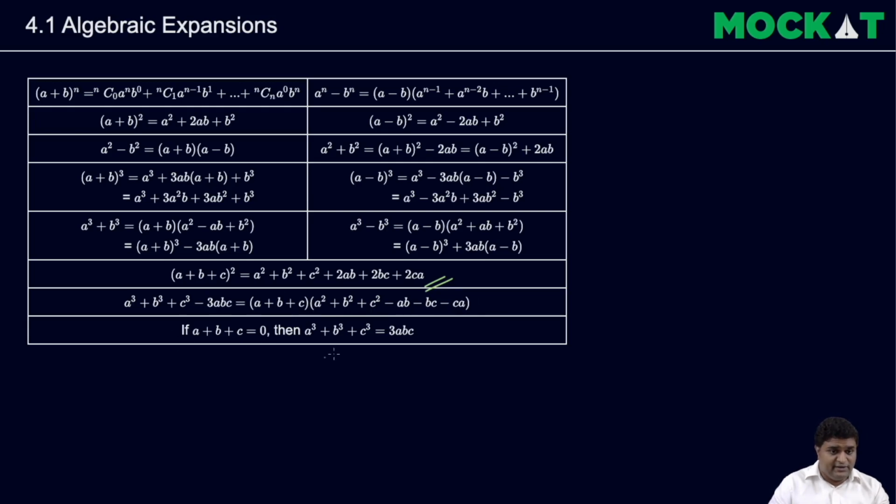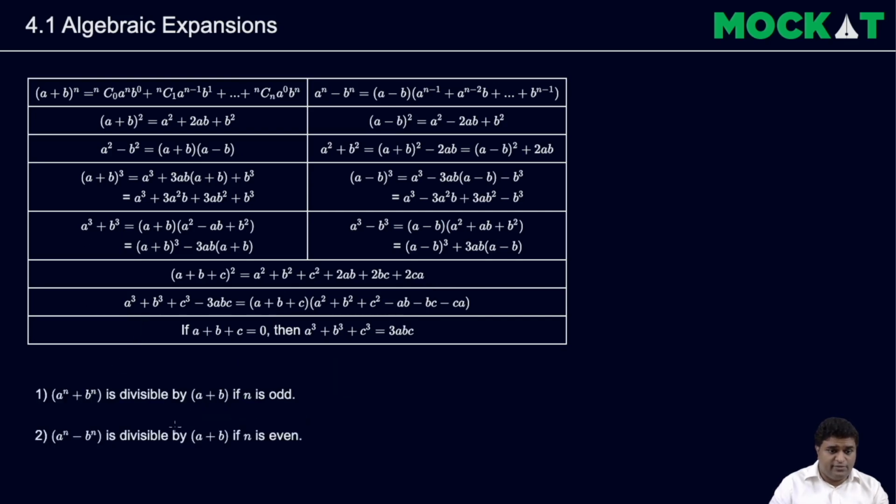Now as a special condition, if a plus b plus c, if this term over here becomes 0, right? If a plus b plus c is 0, then the entire right hand side is becoming 0, right? So this can be written as a cube plus b cube plus c cube minus 3abc equals 0, which means a cube plus b cube plus c cube equals 3abc, right? Which is what we get over here.